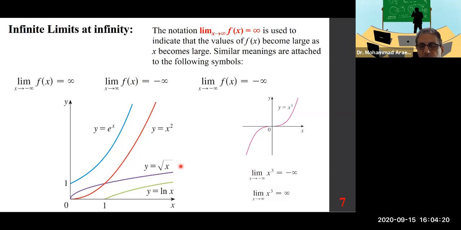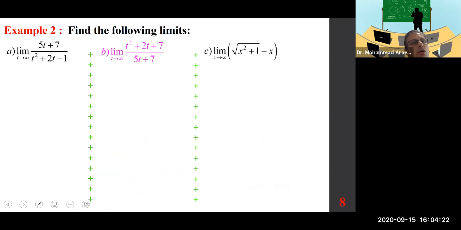Let's look at some examples. Let's start with part A. Part A and part B are both rational. And remember how we dealt with rational. It's very simple. We divide by the highest degree term in the denominator. So in part A, the highest degree is t squared, okay, class? By the way, x, t, n, any variable is a dummy variable. So you divide by t squared.